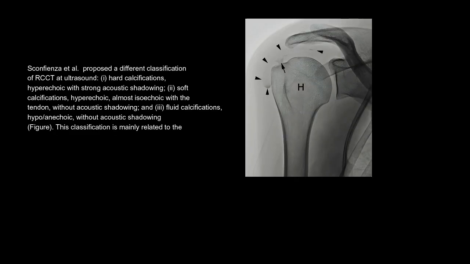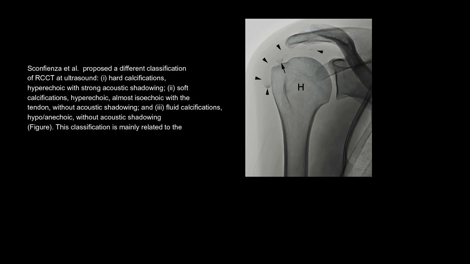Sconfienza et al. proposed a different classification of RCCT at ultrasound: hard calcifications, hyperechoic with strong acoustic shadowing; soft calcifications, hyperechoic, almost isoechoic with the tendon, without acoustic shadowing; and fluid calcifications, hypo-anechoic, without acoustic shadowing. Figure.